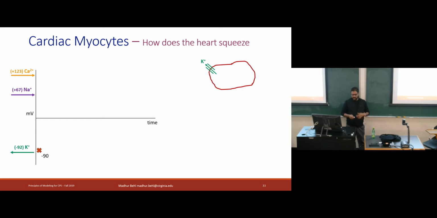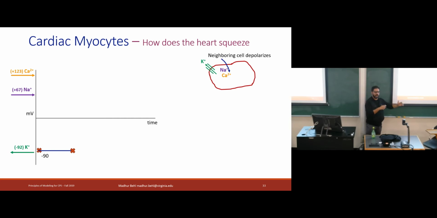Right, so you are at negative 90, and unlike a pacemaker cell, which, remember, automatically started going up due to sodium entering, if nothing happens, the muscle cell is happy to stay at negative 90. Nothing is happening, potassium is leaving, I'm at my equilibrium or desired membrane potential. But when a neighboring cell depolarizes, there's some flow or exchange of ions, due to which sodium and calcium start to enter the cell. So it needs this external trigger, unlike the pacemaker cells, for this action potential to change. And so we start changing the action potential.